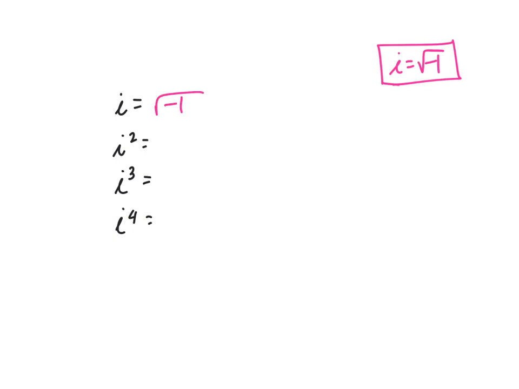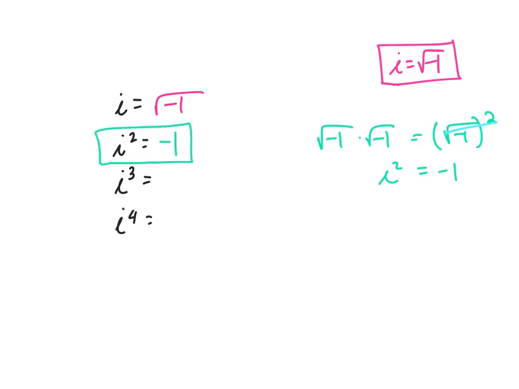So first off, i squared, and this is going to be a really important one. Remember, when you square something, it means you multiply it by itself. So like root -1 times root -1, or we can think of that as the square root of -1, squared. When you square root, they cancel out. So really, when you square i, you're left with just -1, because that square and the root cancel out. So i squared is just a plain -1.